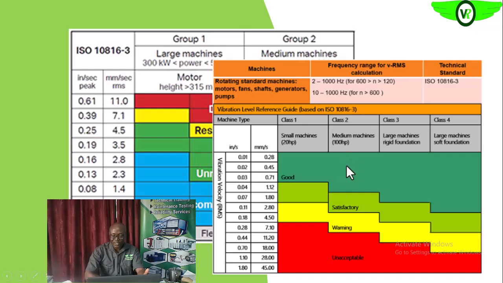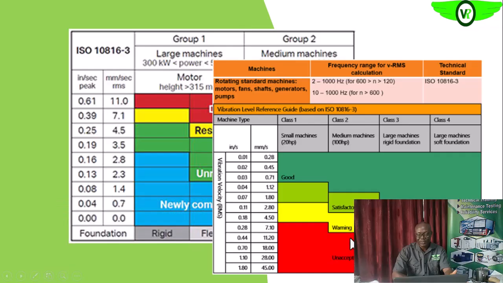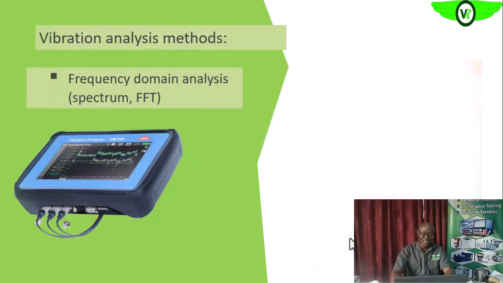Also with class 2, this is where you can operate indefinitely. This is the region where you know that what you are looking at is perfect. Here is a bit satisfactory, but as you are going to the highest limit, you know it's time for you to think of what to do. Then beyond the warning range, you shut the equipment down. Are we getting it? The chart is very easy to use.